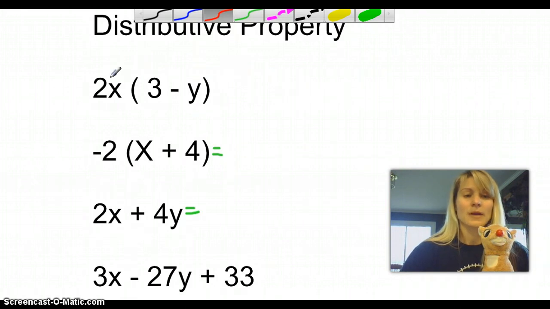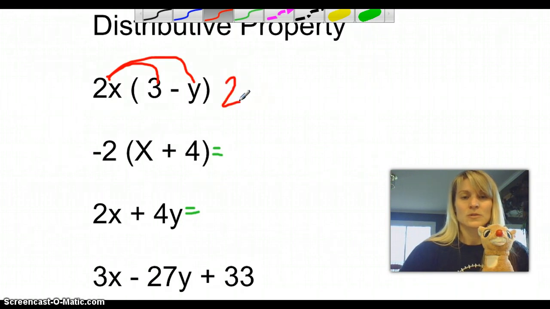If you have a number variable here and you have parentheses, you want to get rid of the parentheses, you distribute the 2x to each one of these. So that becomes 2x times 3, because that's 2x times 3. We bring our minus over here, and then we have 2x times y.